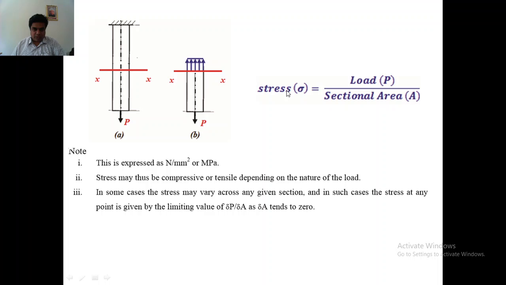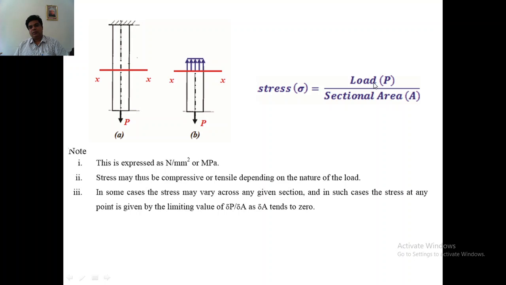So for any phenomenon or any physical quantity, we have the units. For example, the unit of load is Newton or kg. So usually in SI units we take load in newtons. And what is the unit of area? The unit of area will be millimeter square or meter square, whatever it is.